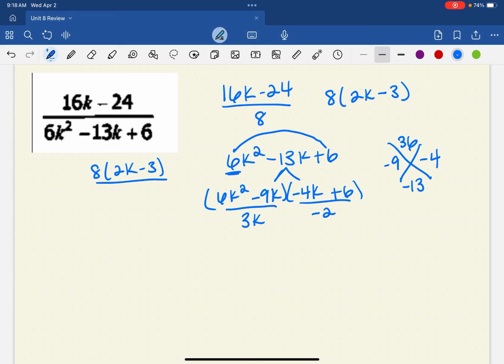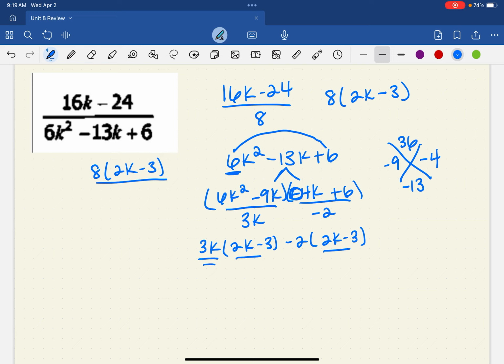How do I know that it's a negative 2 and not just 2? It's because this is negative right here. Anytime my first number is negative, my GCF is negative. So 3K leaves me with 2K minus 3, minus 2 leaves me with 2K minus 3. Since I got the same thing here and here, I know that my factors are right.